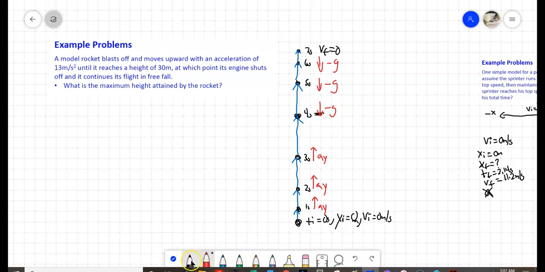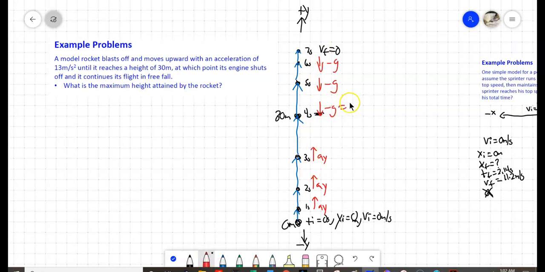So up is going to be positive y, down is going to be negative y. So now we have our coordinate system and we have a good situation. When it reaches a height of 30 meters, starting off at 0 meters at time 0, its engine shuts off, and now it's accelerating down at 9.8 meters per second squared.